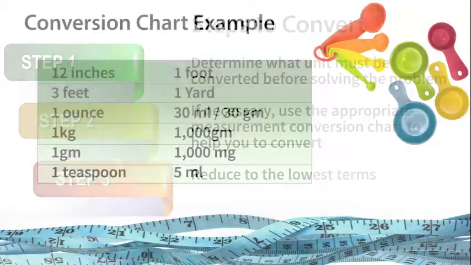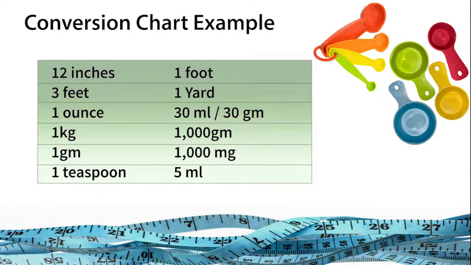Let's look at an example of some conversions that you'll see. When you deal with length, 12 inches equals 1 foot. It takes 3 feet to equal 1 yard. 1 ounce will equal 30 milliliters or 30 grams. It will equal 30 milliliters if you're dealing with a liquid, and it'll equal 30 grams if you're dealing with a solid. So this is important as you're looking at certain conversions to make sure that you've got the correct unit.